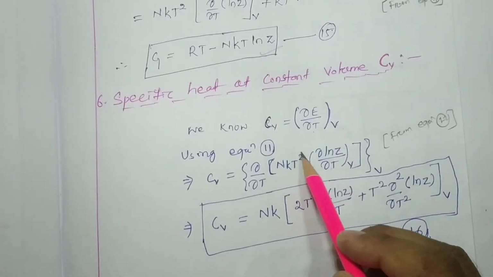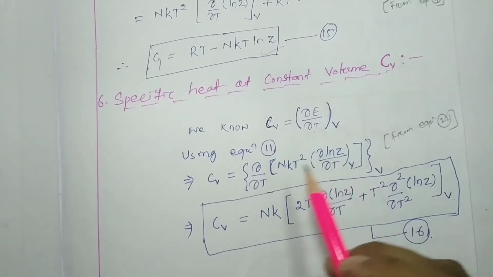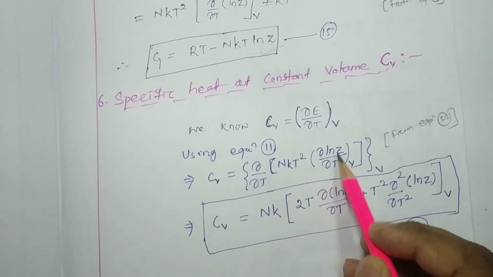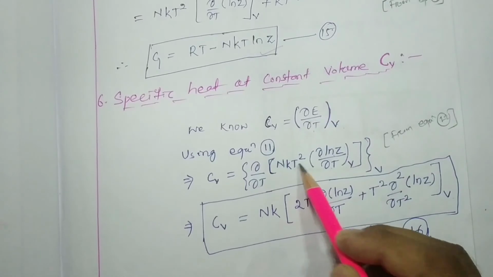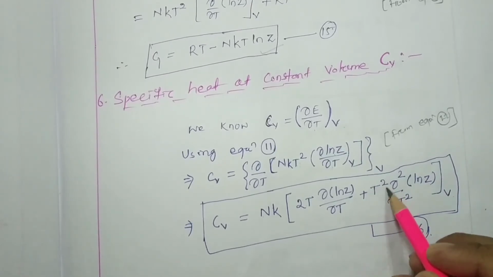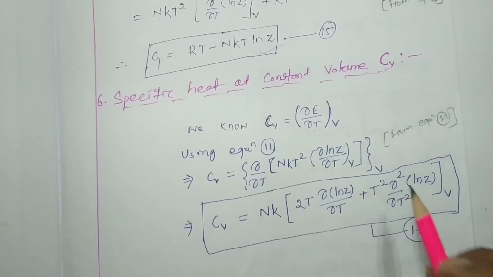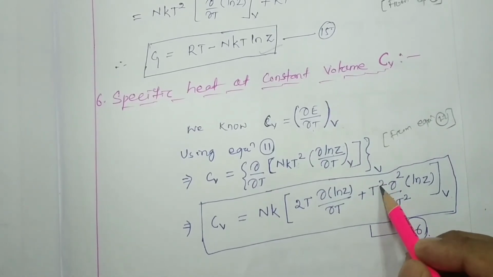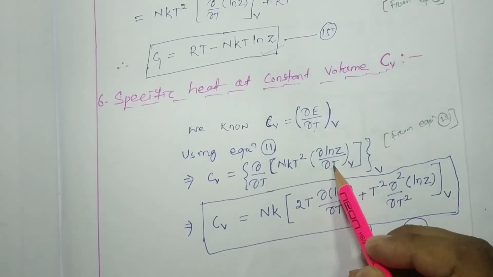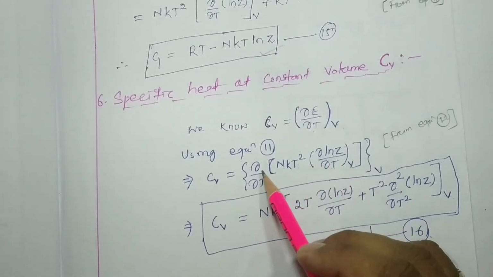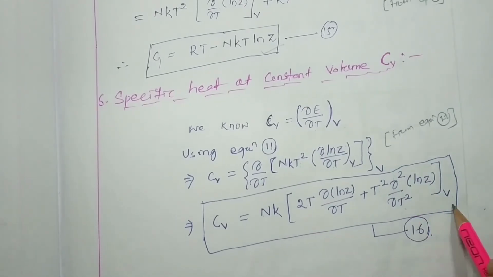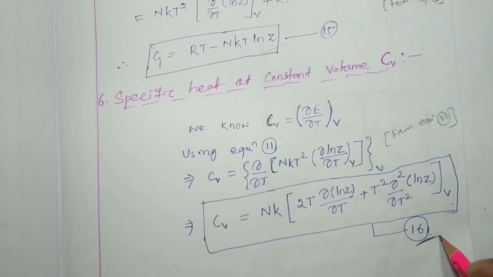This is your first function, this is your second function. Now I do the derivative del by del T of T square del ln z by del T. The derivative of T square is 2T del ln z by del T, plus the first function remaining unchanged, T square, then the second function, del ln z by del T, differentiated again with respect to T, which gives del square ln z by del T square at constant V. This is your equation number 16. So Cv is this one.